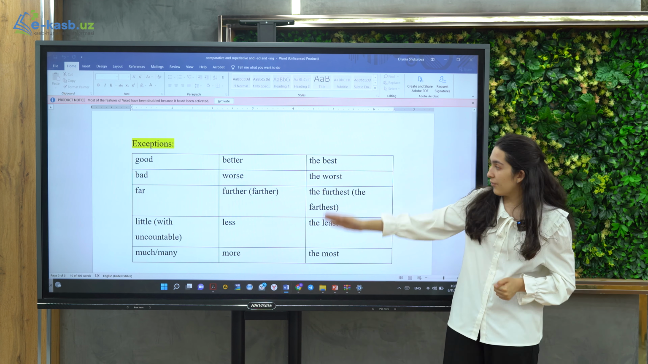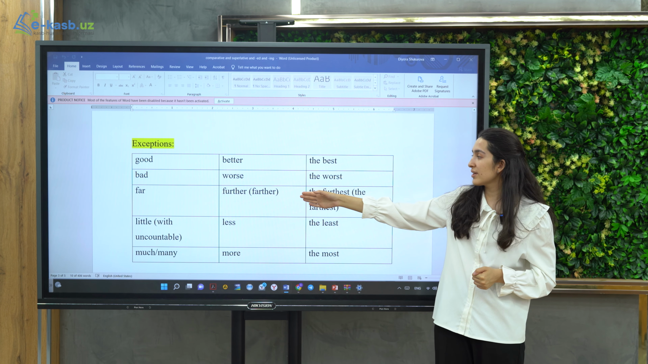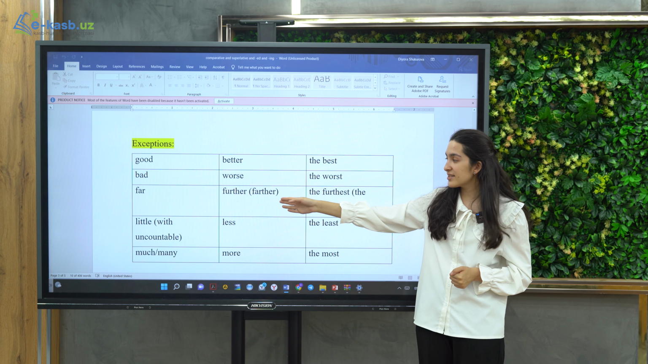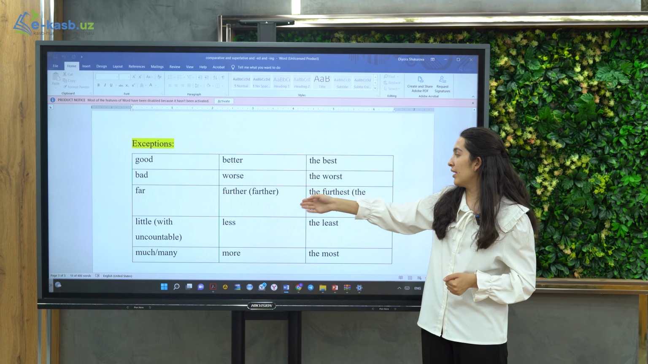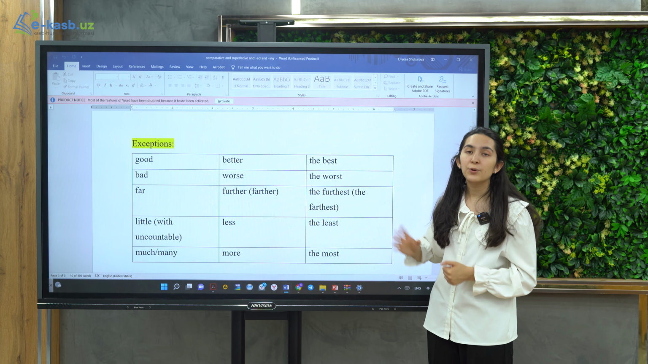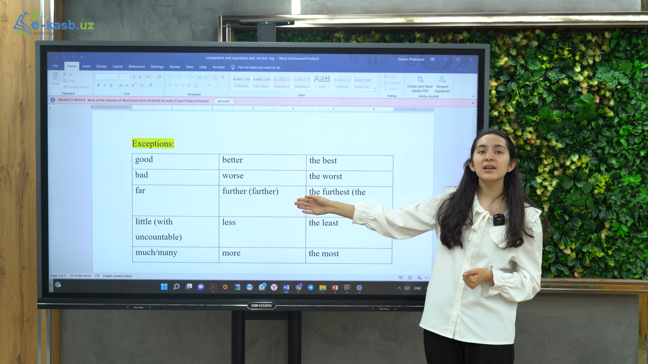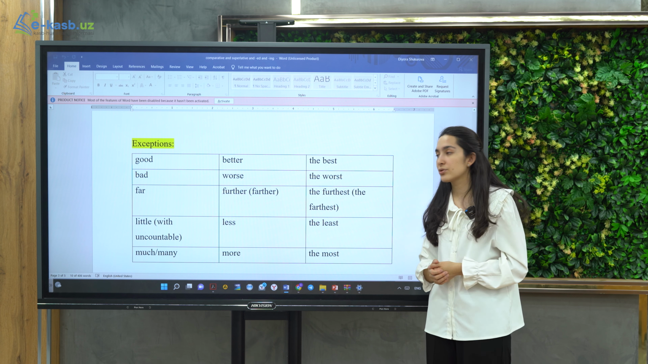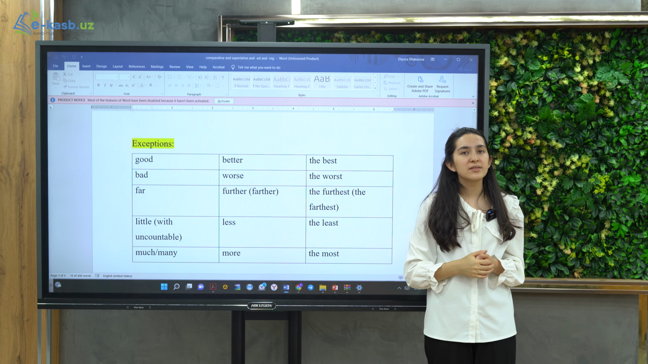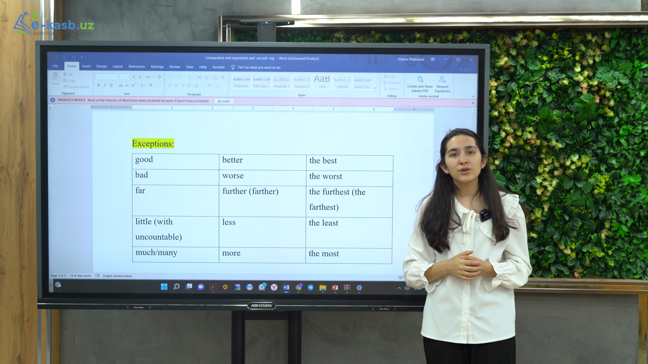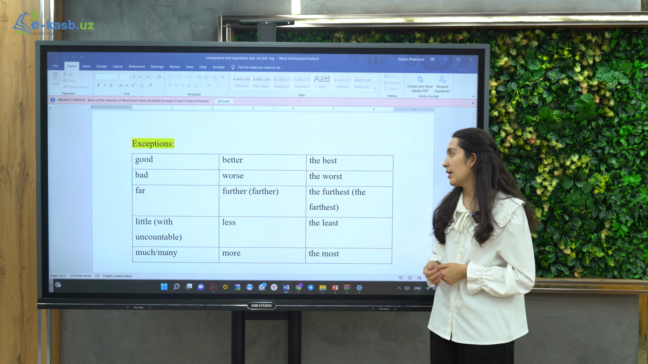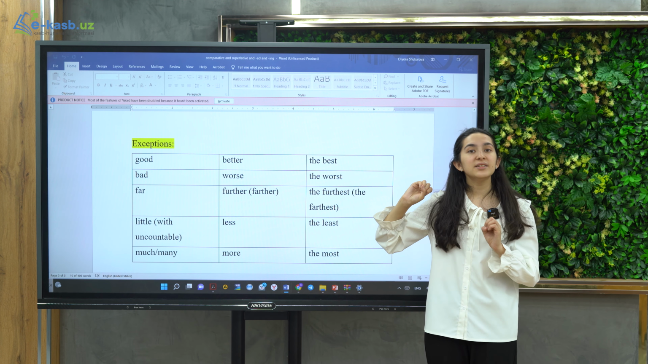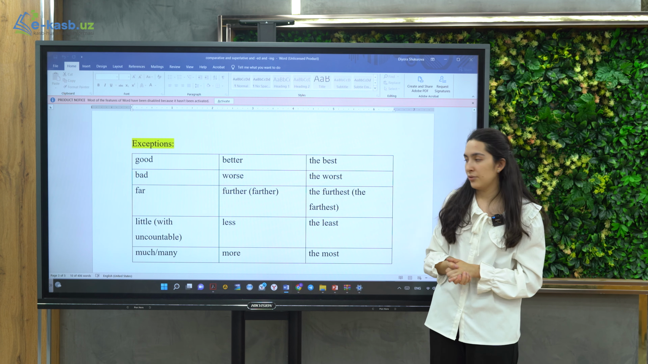worse, the worst. Far, further you can say, or you can say farther, like father but with R. Further or farther, and the furthest or the farthest. My friend Lily lives further than me. That's why it takes more time for her to reach our school. The watch that I bought yesterday is worse than the watch my father bought. And this is the best book that I would recommend you.